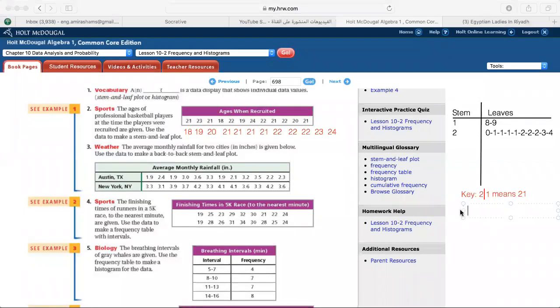I will write it like this. Key 1 dash 8, and I will write the 8, means 18. Means 18. And I will write this one here. Okay, you can pick a number from the stem and a number from the leaves, but they should be in the same line. Okay, girls?